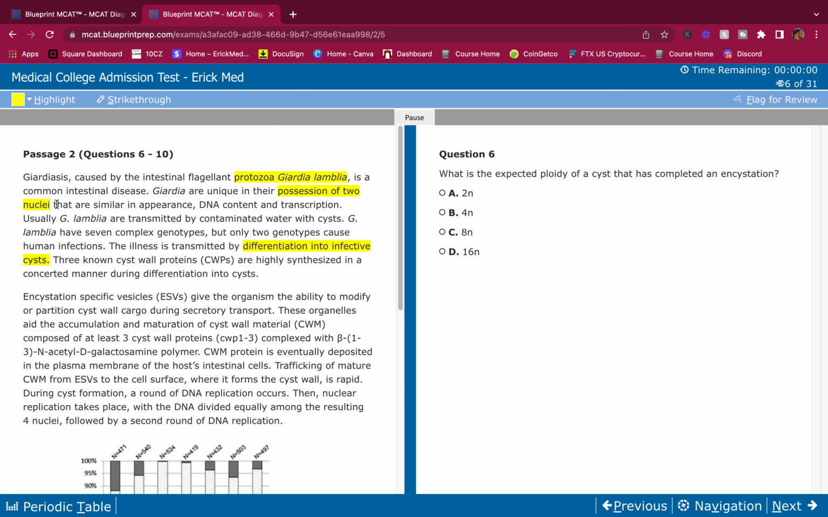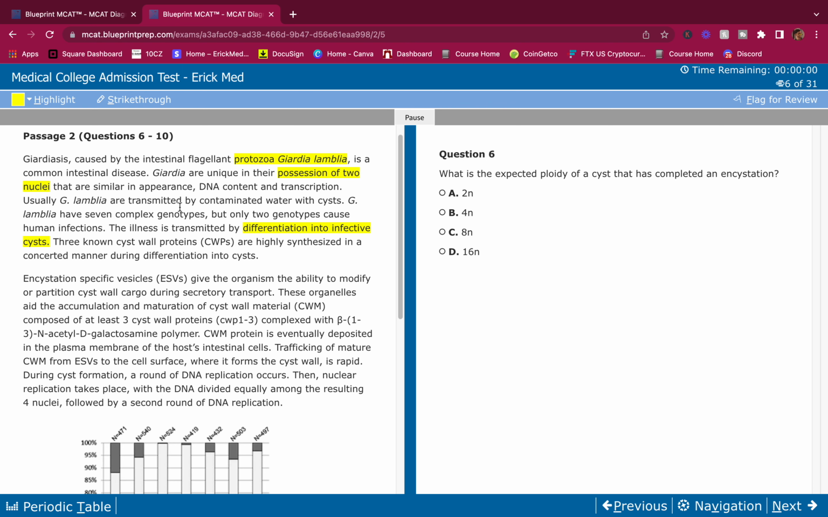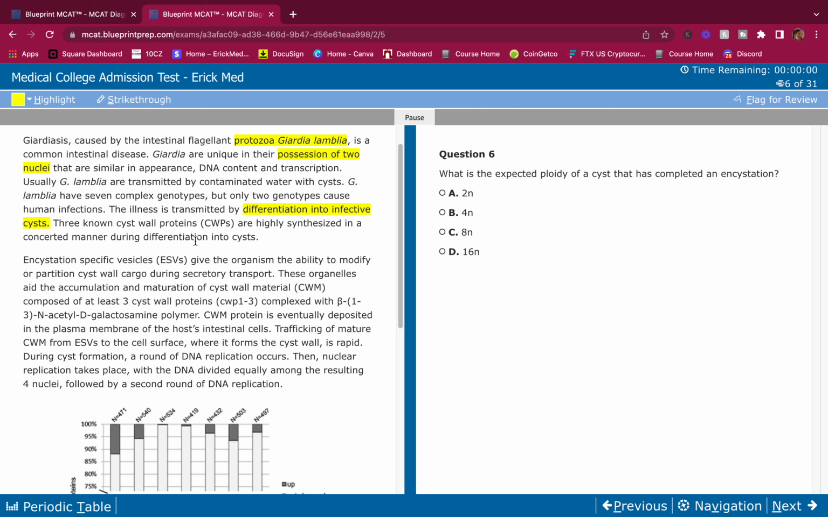Simple paragraph here. We've got a disease, and then how does it transmit the disease to other species, hosts, whatever? It does this by differentiating into cysts. It's all about the cyst. Okay, cool.